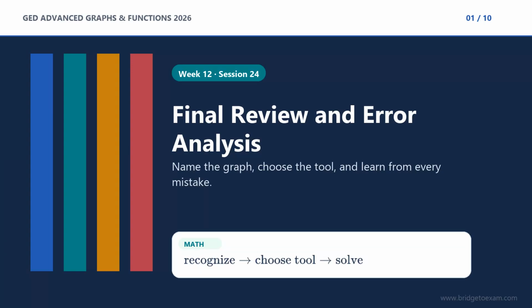Welcome back to session 24 of GED Advanced Graphs and Functions, our final session together. Today we pull the whole course into one clear strategy. Recognize what kind of graph you are facing, choose the matching tool, and turn every mistake into a lesson. Let's finish strong, step by step.